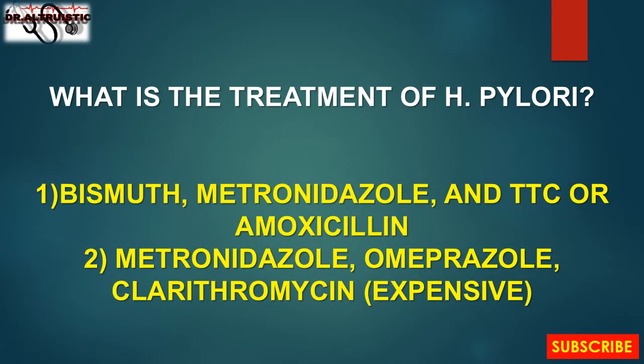What is the treatment of H. pylori? 1. Bismuth, metronidazole, and tetracycline or amoxicillin. 2. Metronidazole, omeprazole, clarithromycin, expensive.